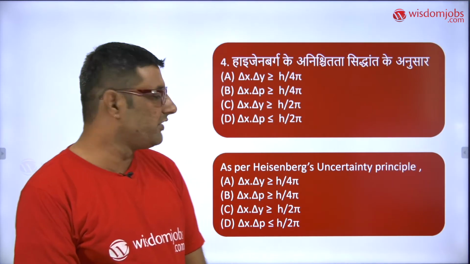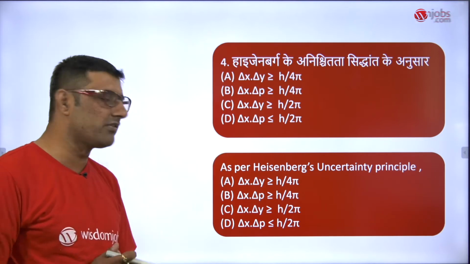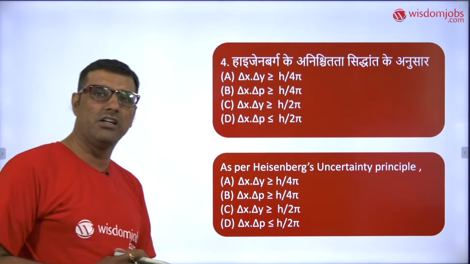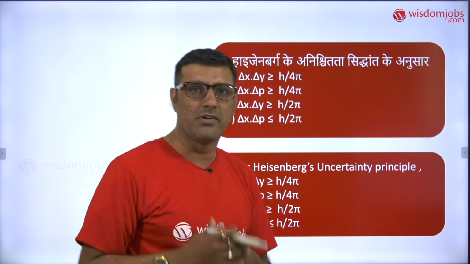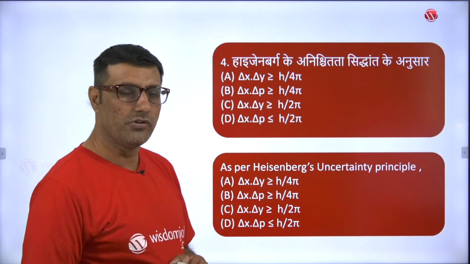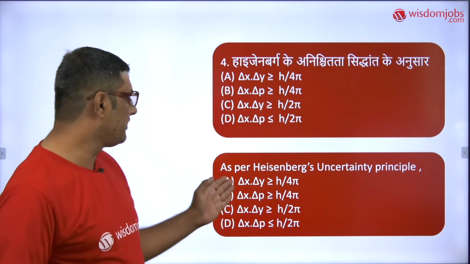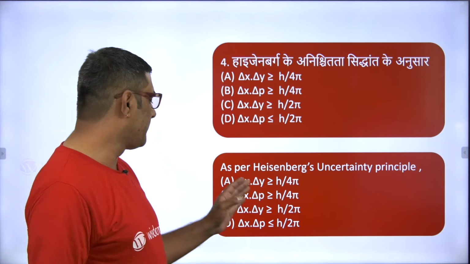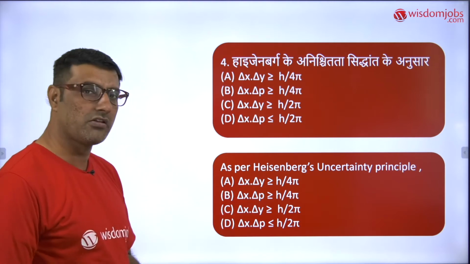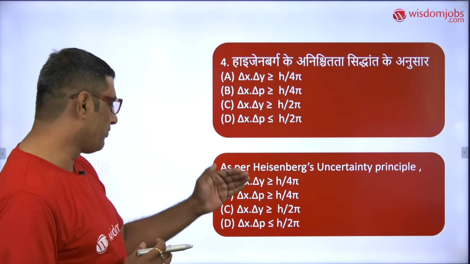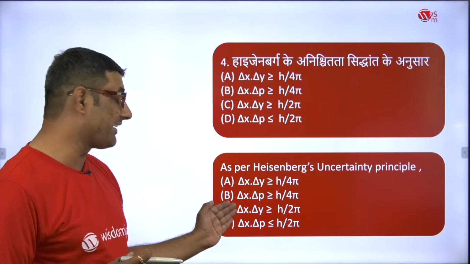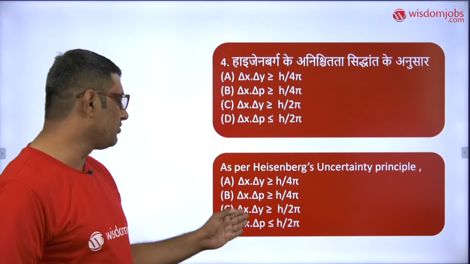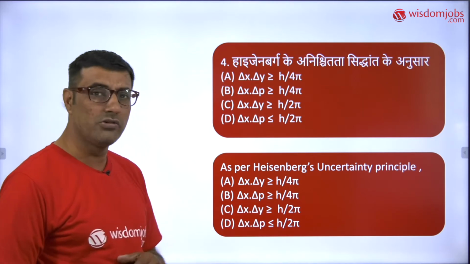The question for this video is, as per Heisenberg's uncertainty principle, what is the equation? What is the equation of Heisenberg's uncertainty principle? So the given options for you are: A, delta x into delta y is greater than or equal to h by 4 pi. B, delta x into delta p greater than or equal to h by 4 pi. Next, C option is delta x into delta y greater than or equal to h by 2 pi, and D, delta x into delta p less than or equal to h by 2 pi.